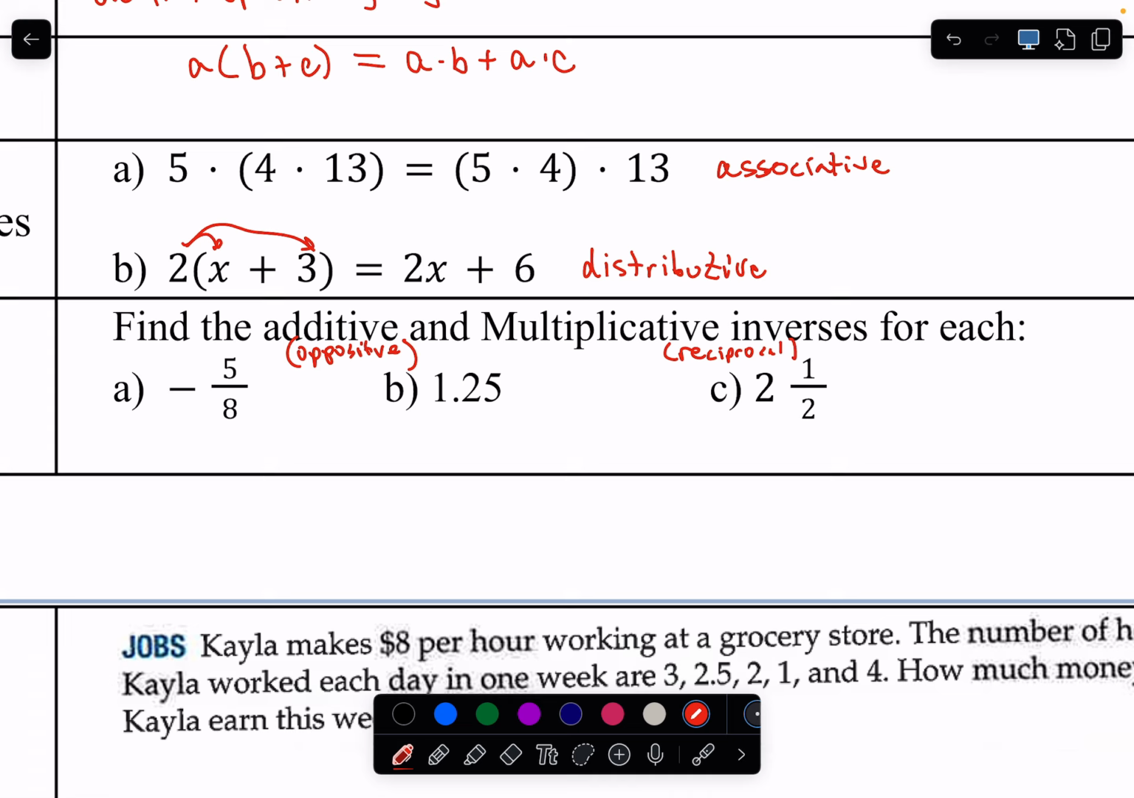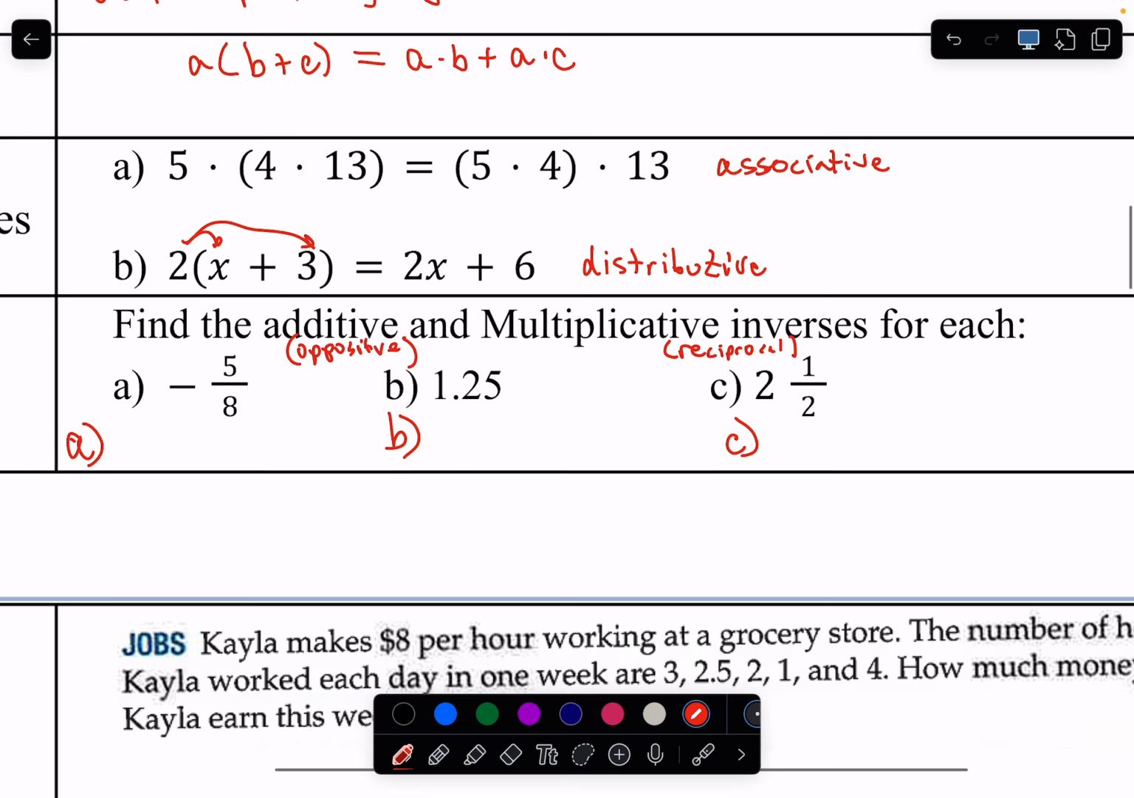So first, let's do the additive. Okay. The additive inverse is nice. To get 0, all we need is the opposite. So you don't have to do much of anything. They're wonderful to find. So that's positive 5/8, negative 1.25, and negative 2.5. So we don't really have to do much. It's just the opposite. So if it's positive, make it negative. If it's negative, make it positive. Additive inverses are wonderful.